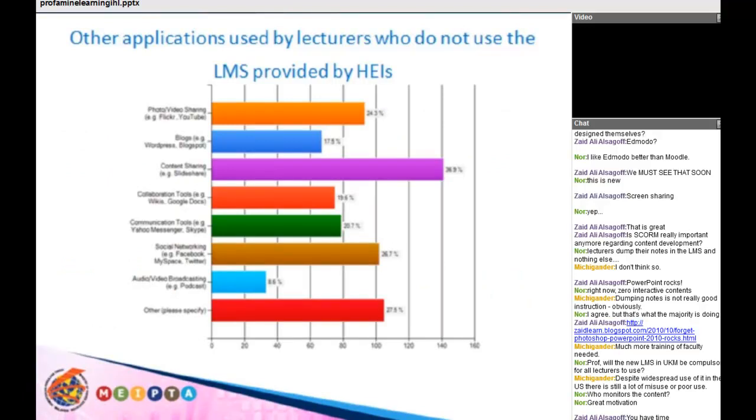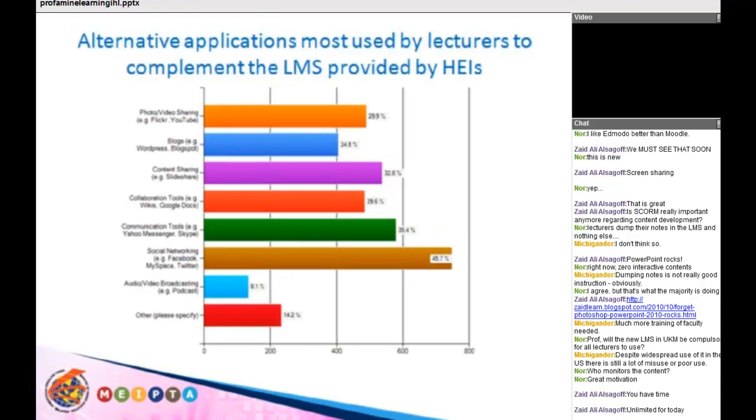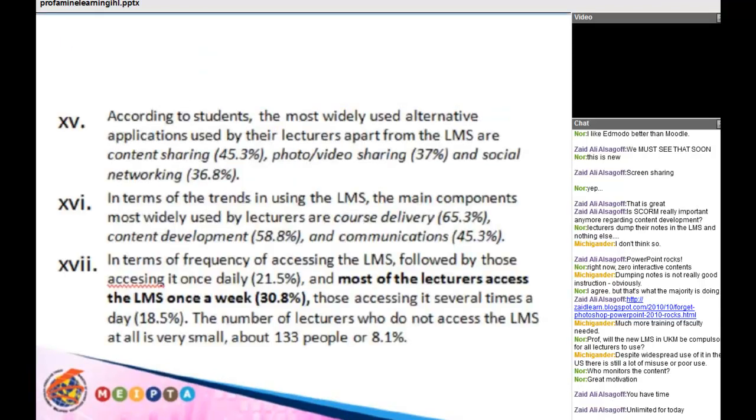This is some of the usage. Not so great, but at least we know that some of our lecturers are using some of these communication tools and so forth. Okay, let's move on. In terms of frequency of use, most of the lecturers access the LMS once a week. Imagine that. Not many are using it on a daily basis.